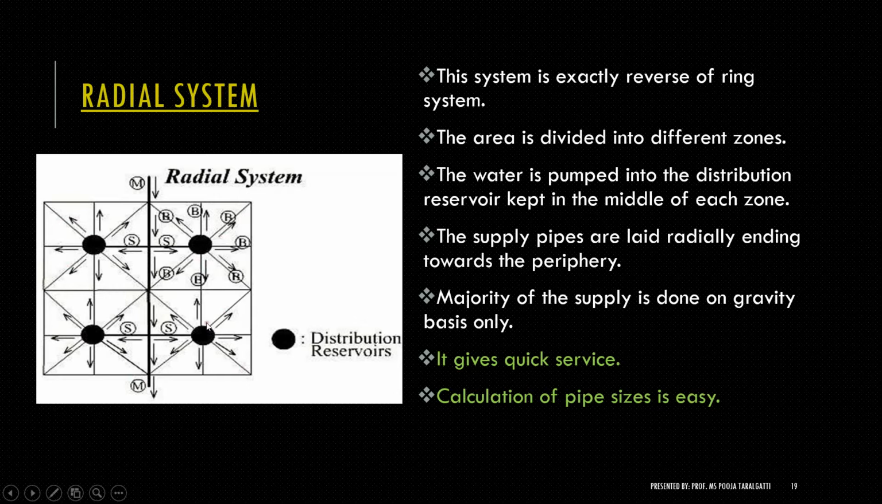In each and every zone you can place the reservoir at the highest location where your demand is high. Okay, and from that reservoir you can have the sub branches or branches divided from there. So your main pipeline will deliver the water to the reservoir, and after the reservoir you can have the actual distribution of water. Okay, so the advantage of this is it gives you a quick service, and calculation of pipe as well as other pressure is quite easy.